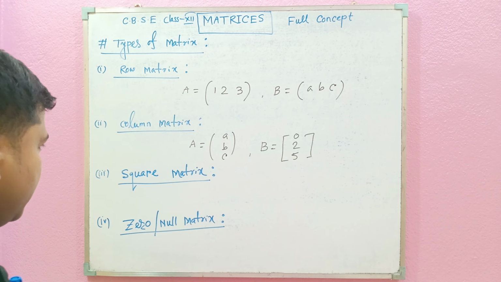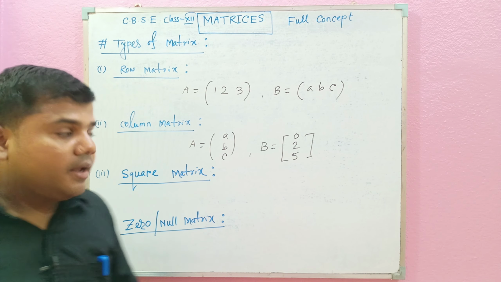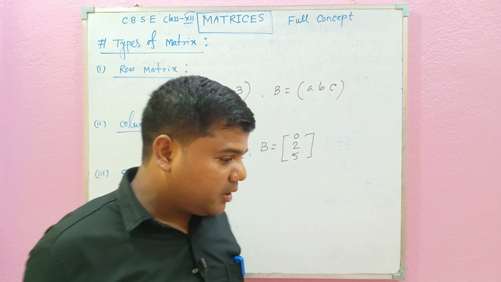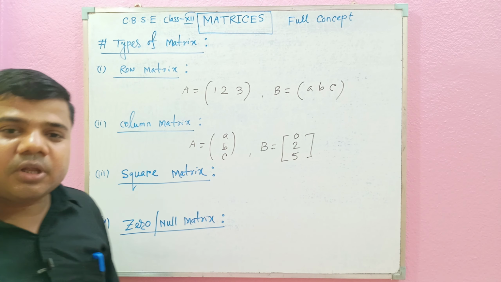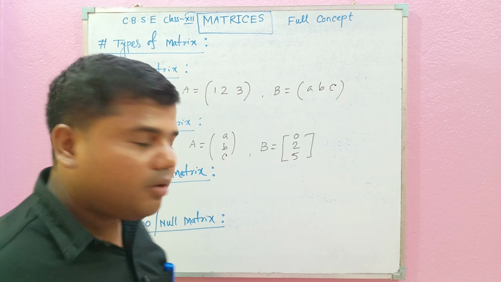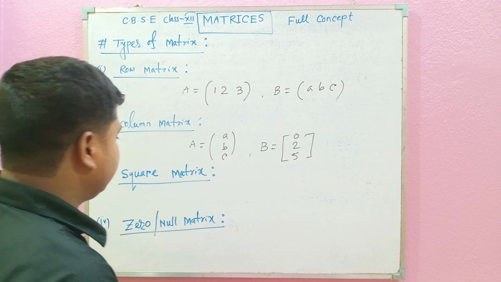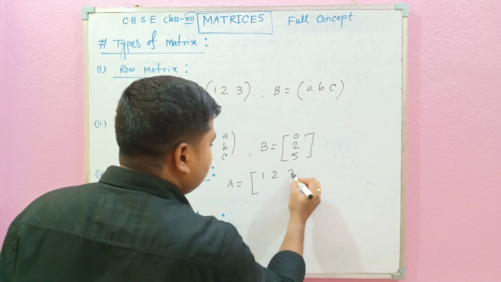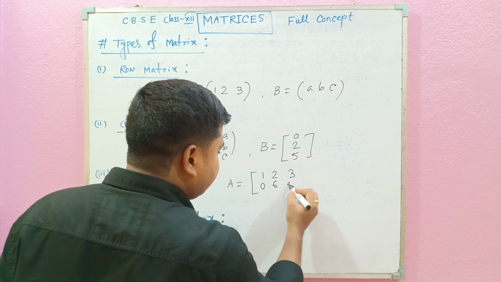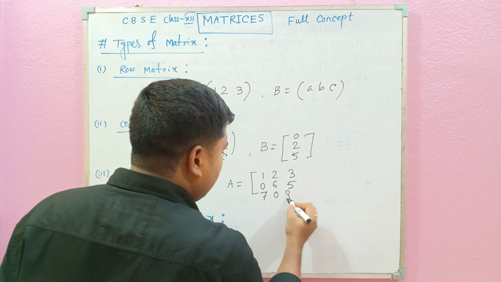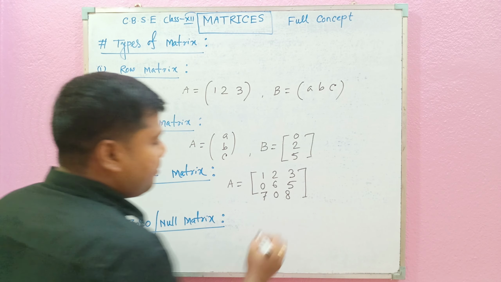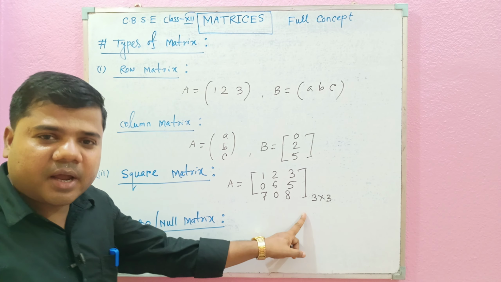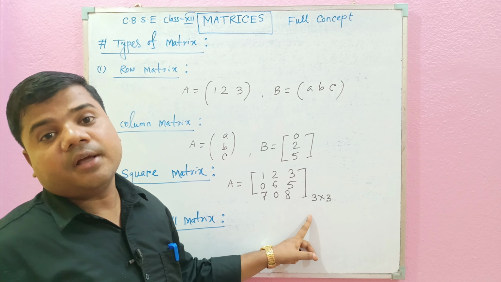Next, a square matrix. A matrix is said to be a square matrix if the number of rows is equal to the number of columns. Then we say this matrix is a square matrix. Suppose A is equal to 1, 2, 3, 0, 6, 5, 7, 0, 8. Here the number of rows is 3 and the number of columns is 3. So the number of rows and columns are equal, so this is a square matrix.